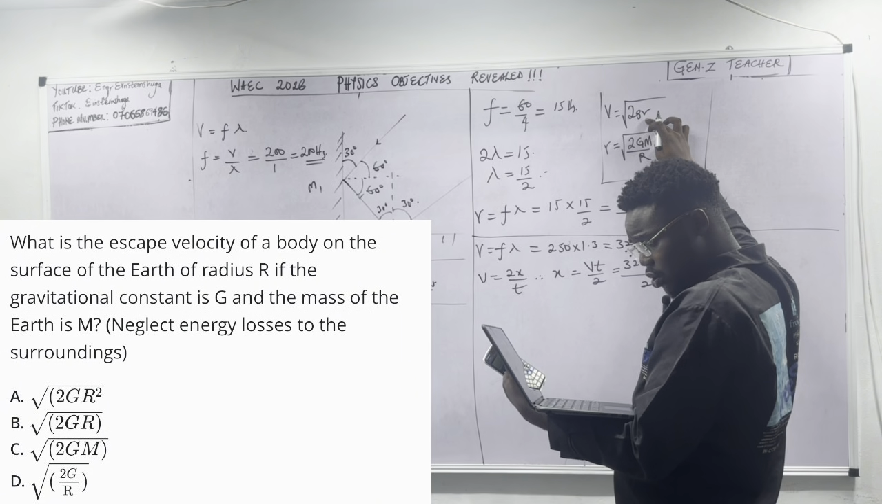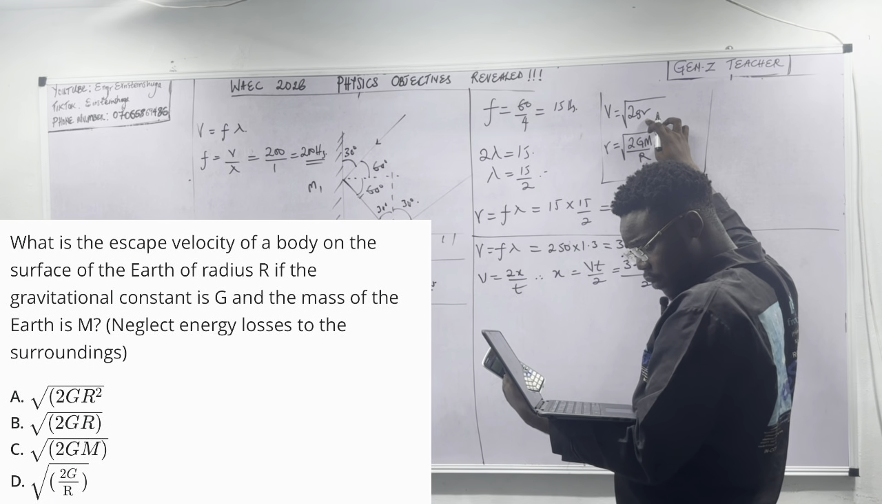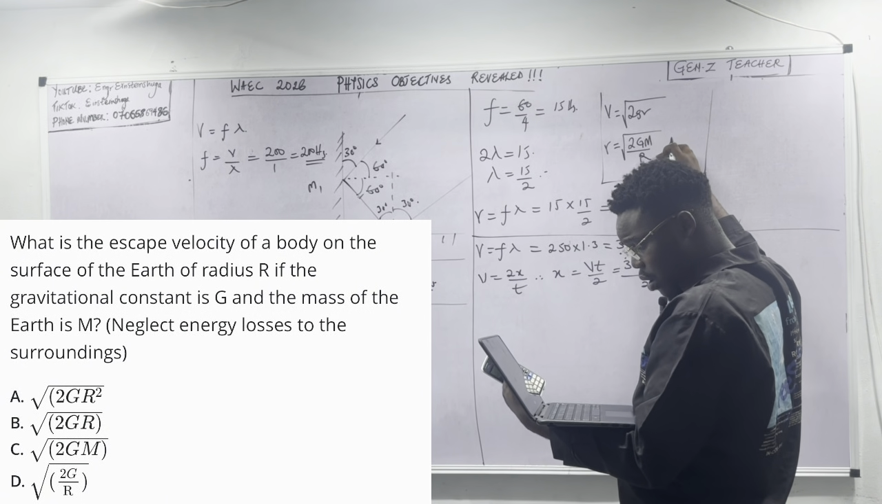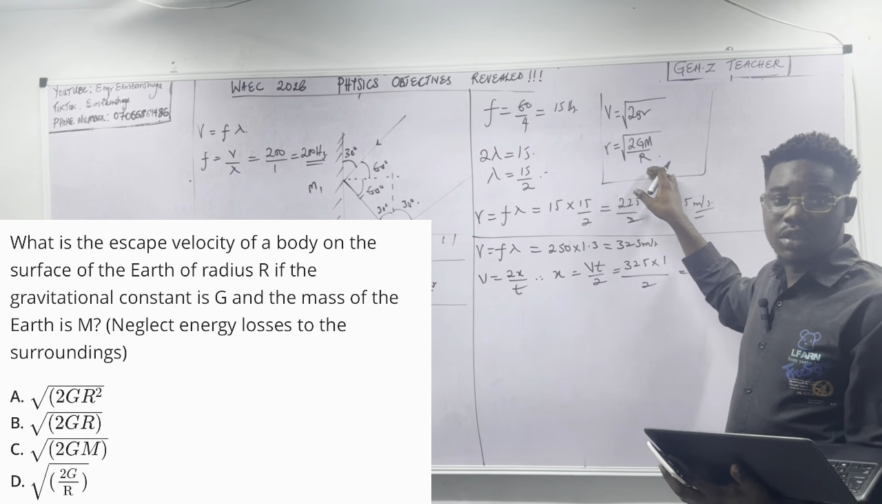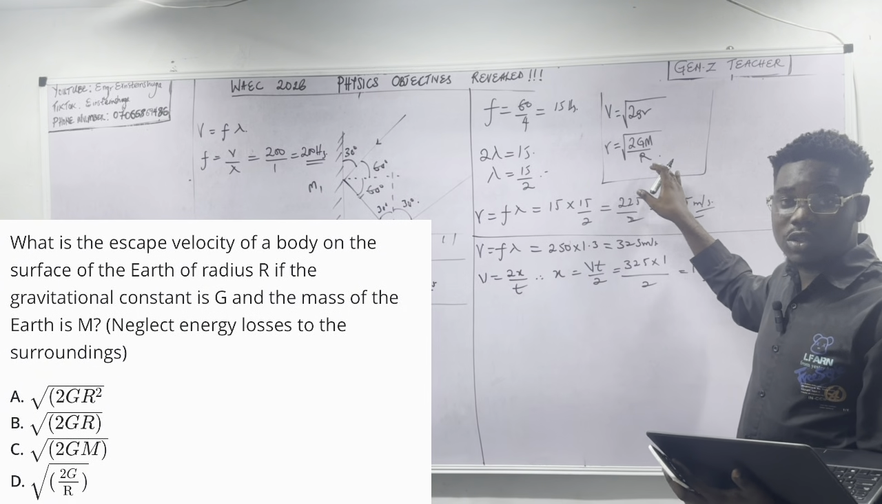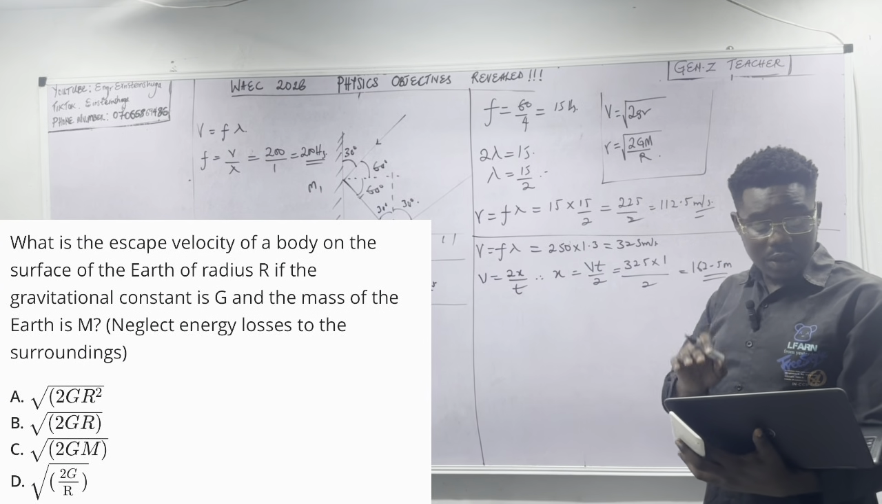2 small g and small r is not there. 2GM over R. Okay, neglect energy losses. These options are wrong, okay? This answer is correct. The options were obviously wrong. Let's move on to number 36.